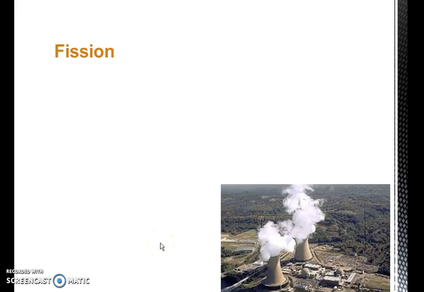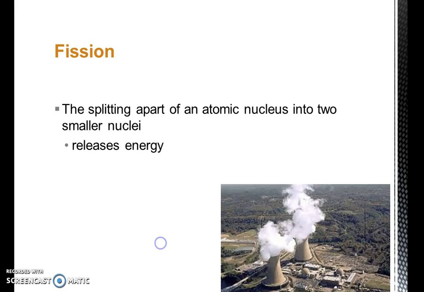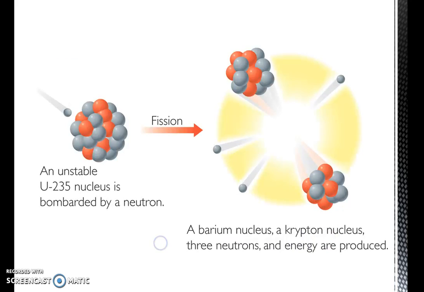Alright, so the last two nuclear reactions I want to talk about are fission and fusion, which you may have heard of before. Fission is when you split apart an atomic nucleus into two smaller nuclei. This releases a lot of energy, and this is what we use in nuclear power plants. And that would look something like this. So we do this typically with uranium-235.